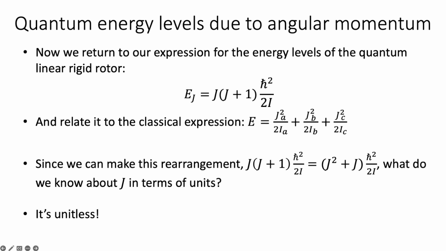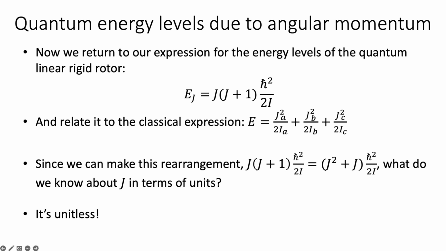It doesn't have any, right? That's what it tells you. Because let's say it was in meters, and I was adding square meters to meters. That's crazy. You can't do that, right? You can't add an area to a length. It's meaningless. So therefore, we know J has to be unitless.